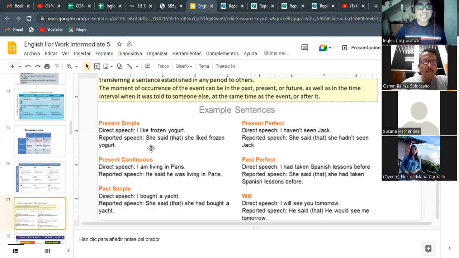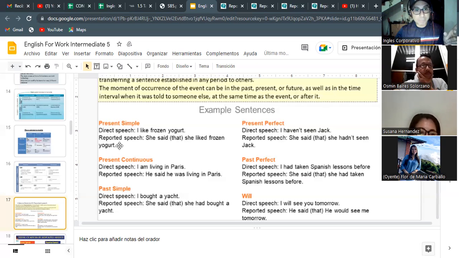In this case, she said, because it's a woman, she said that. "That" is in parentheses because you can use it or you cannot use it. In both ways, it is correct. She said that she liked frozen yogurt. So this is the first one. If Susana says, "I like frozen yogurt," in simple present, the reported speech is going to be in simple past.